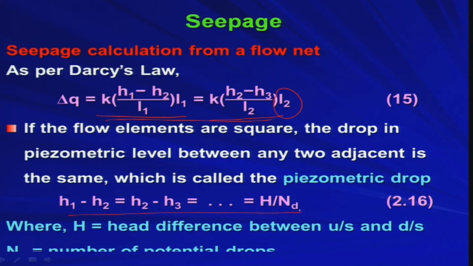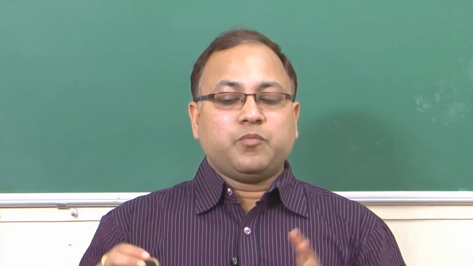This is eventually capital H, the total head difference between the upstream and downstream side, divided by the number of potential drops. In the flow net construction we saw 6 potential drops from the upstream side to the downstream side. So the total head difference divided by the number of potential drops gives the head difference at each element.